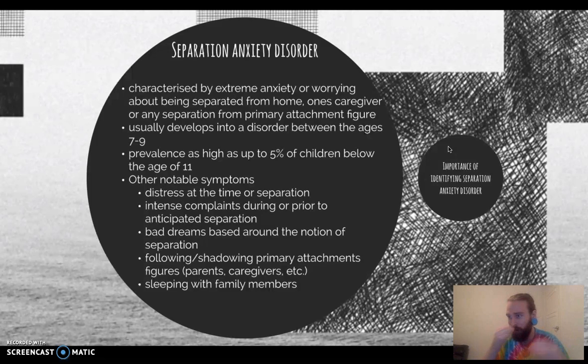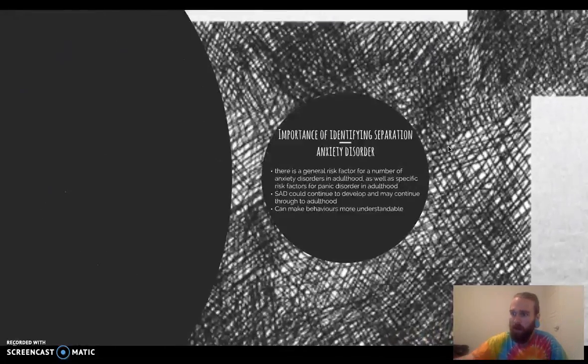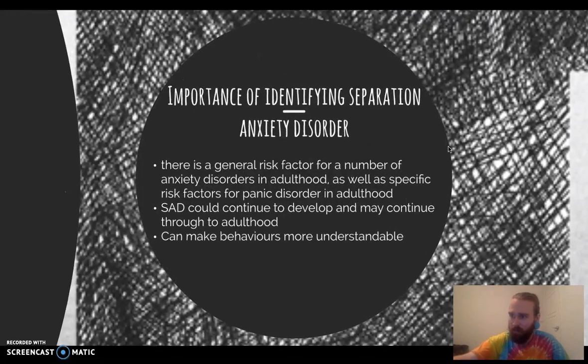It's important to note that the main difference is that all these symptoms are alleviated in the presence of mum or dad or whoever they attach to. It's important to identify a disorder like this because it's been shown to be a general risk factor for a number of anxiety disorders in adulthood, as well as a specific risk for panic disorder in adulthood. And it can continue on through adulthood, which is obviously not developmentally appropriate.